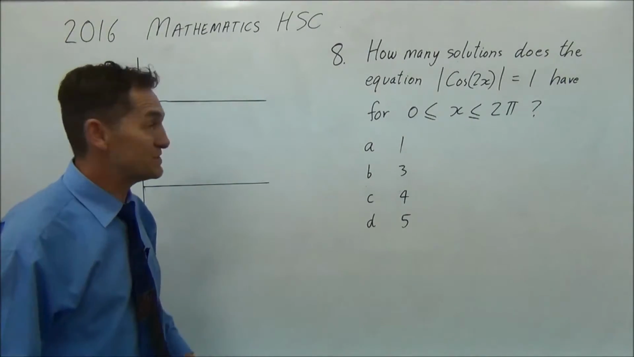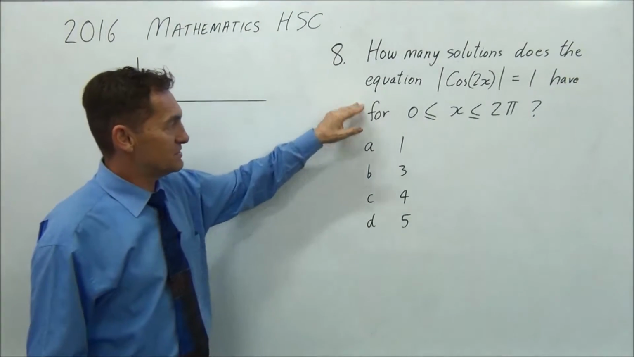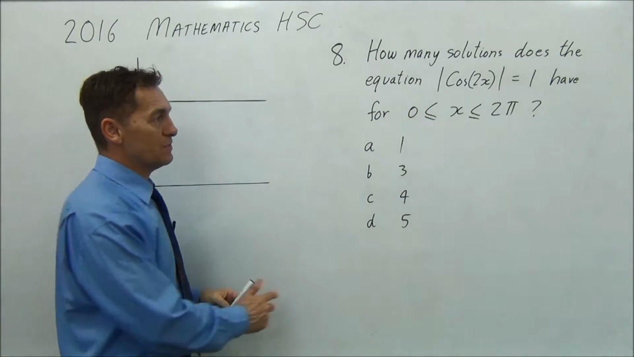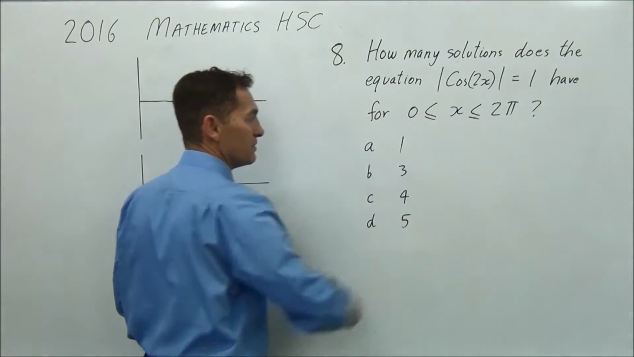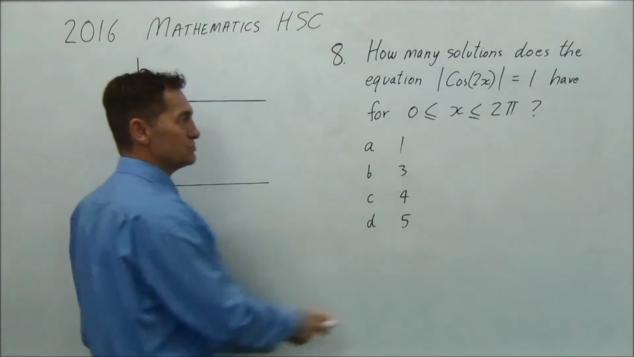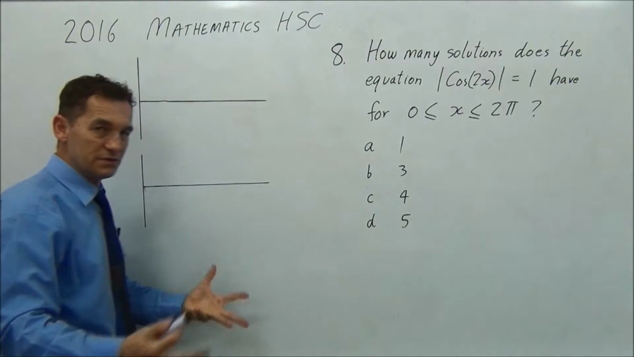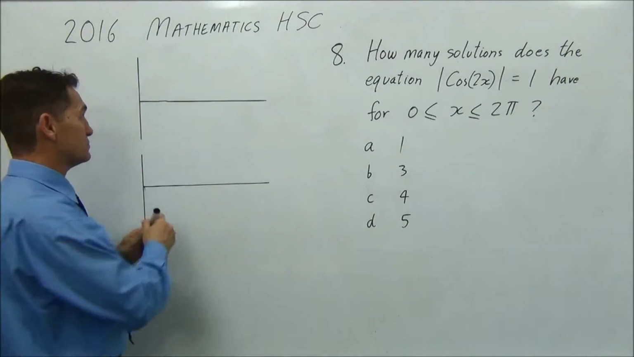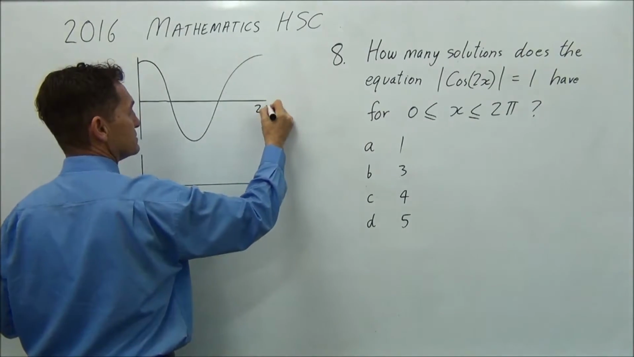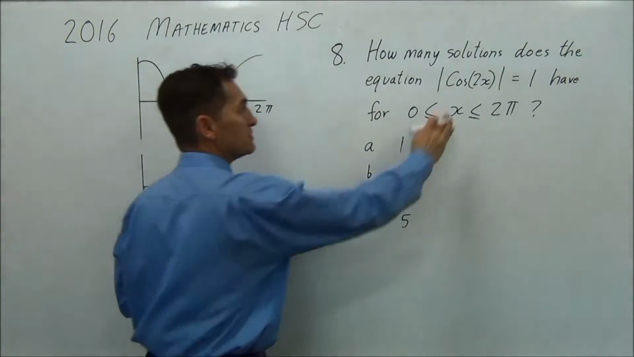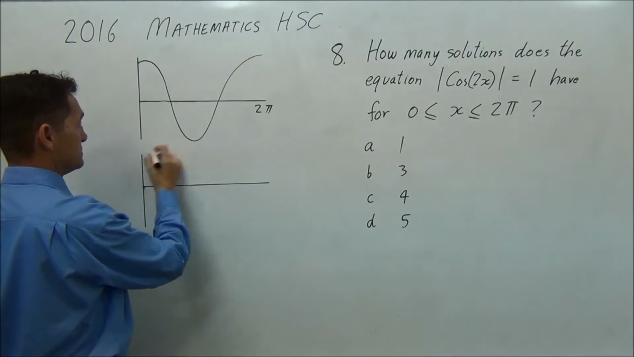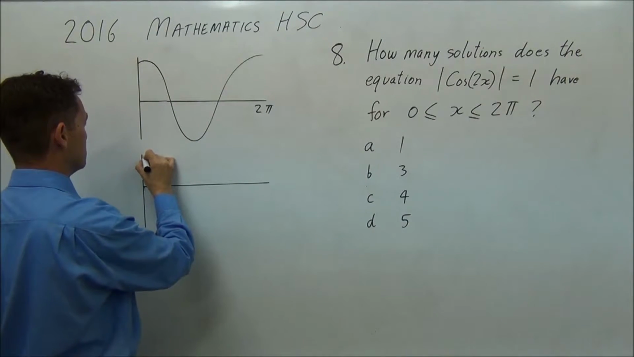G'day again, back for question 8. How many solutions does the equation absolute value of cos 2x equal 1 have for x in between 0 and 2 pi? I think the best way to do this is to draw this equation. So if I'm in the HSC, I'm going to quickly draw cos x. So there's my cos x, and there's 2 pi. I want cos 2x, so I'm going to draw that one. So instead of just one loop, I'm going to have 2.